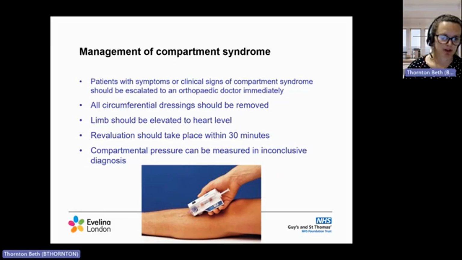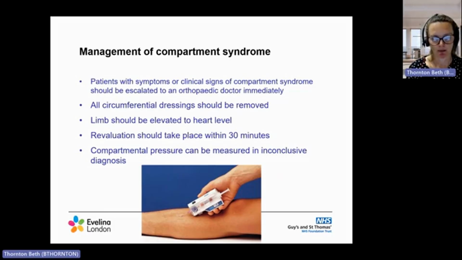And then it is possible to measure compartmental pressure on the RCN neurovascular obs chart. If you remember, I mentioned you can record pressure. So if it's inconclusive whether you think it's compartment syndrome, then you can measure the compartmental pressure, and it will help to guide whether there is increased pressure within compartments. It's not something, I don't know of any nurses that are trained to do this. This is something more that an orthopaedic registrar would come and do.